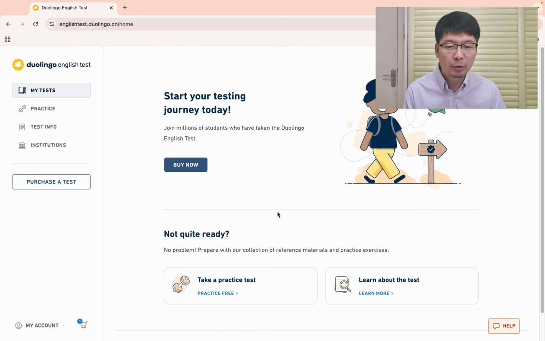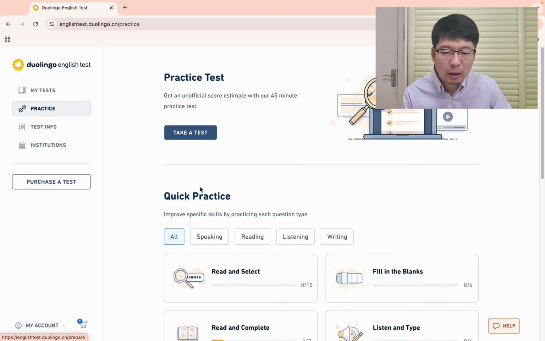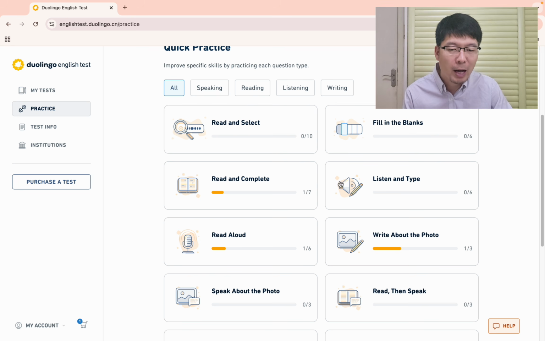Hi friends, today I'm going to show you how to practice all the question types of the DET on the official website. And I will also share some useful tips to help you improve your score in each section. First, you need to log into your account of the Duolingo English Test. And on the left side, you can see practice. Click practice and you can see all the question types.